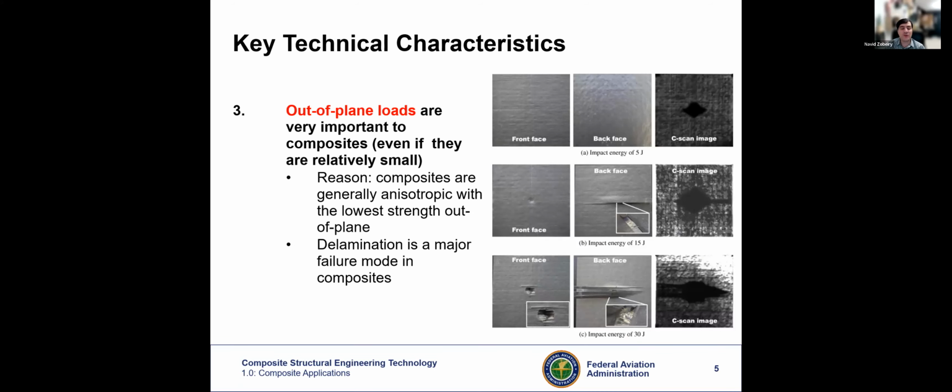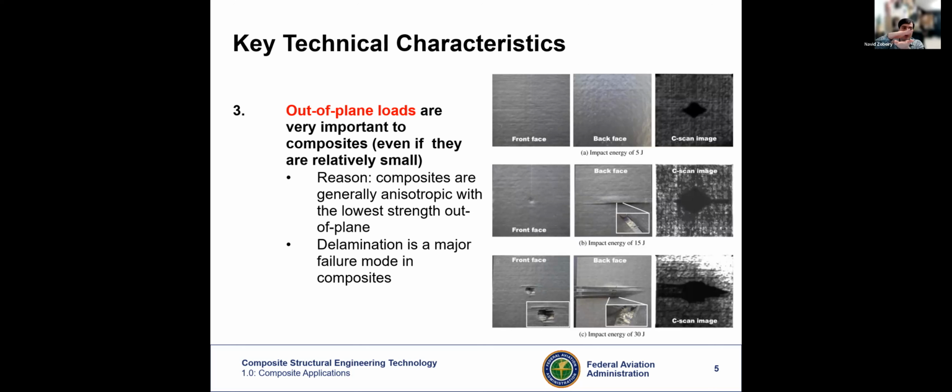Three, out-of-plane loads have a huge impact on composites. If fatigue is something you have to pay attention to for metals, out-of-plane loads are something you have to pay attention to for composites. So imagine you have a plate and you have an impact, which is vertical, perpendicular to the surface of that plate. That load becomes quite difficult for your material to handle.